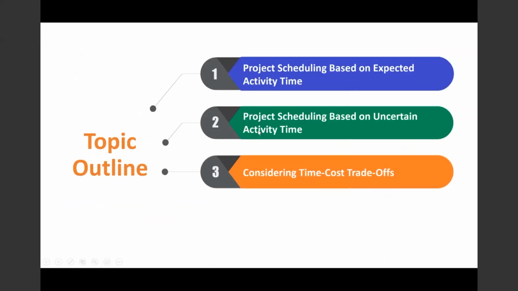So in this particular topic today, we are going to touch on 3 subtopics. One, project scheduling based on expected activity time. That means we have an idea how long a particular activity is going to take, and with that, we try to schedule our project. Or we could also look at project scheduling based on uncertain activity time. So if the timing for a particular activity is not quite certain, we use a different method to calculate the schedule for that project. And finally, we look at considering time cost trade-off.